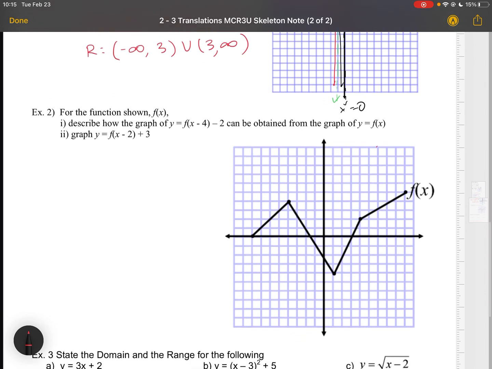You should also be able to transform a piecewise graph. And so for the function shown here, it doesn't really have a parent graph like we did in the previous example. But what we want to do is describe how this graph here can be obtained from f of x. So we've got two things that are happening here. Two numbers. So I would shift right 4, and then I would shift down 2.